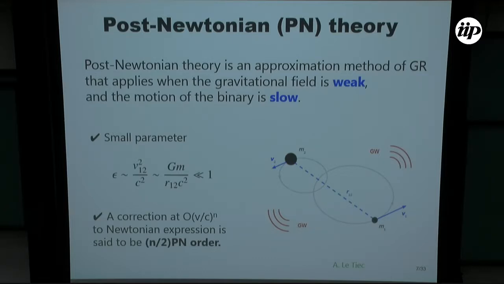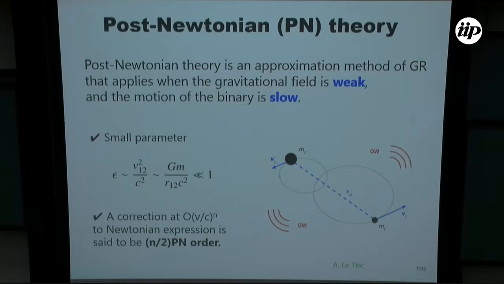In this region, we can treat the general relativity correction as a correction on top of the Newtonian theory. Put another way, post-Newtonian theory is an approximation method where gravity is quite weak, because of the large separation of the binary, and the motion of the binary is quite slow.